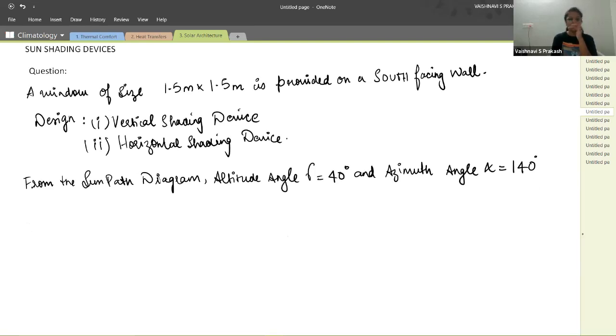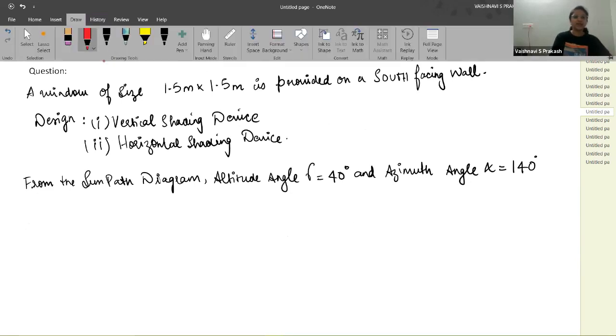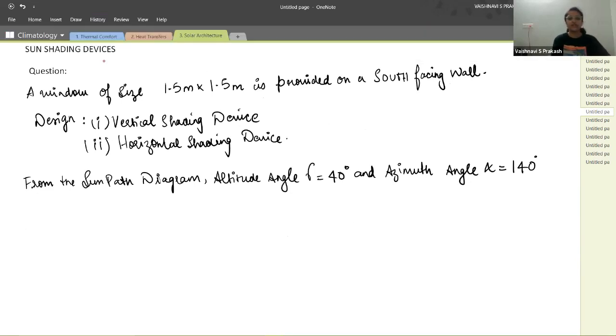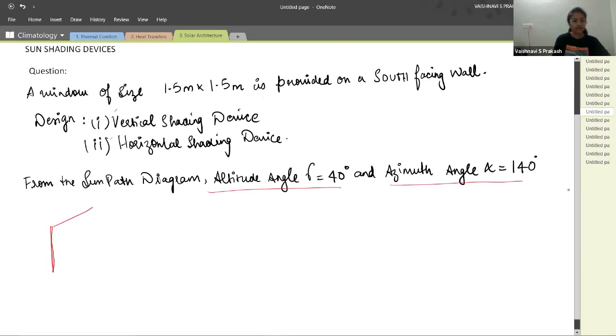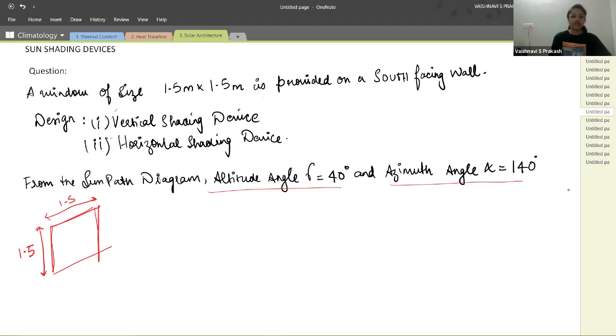They've given us a window of size so and so on the south facing wall. We have to design both a vertical and a horizontal shading device. They've given us the altitude angle and the azimuth angle. So let's draw the window again roughly. This is my window, 1.5 by 1.5. Okay. So let's first look at how to calculate the vertical shading device.